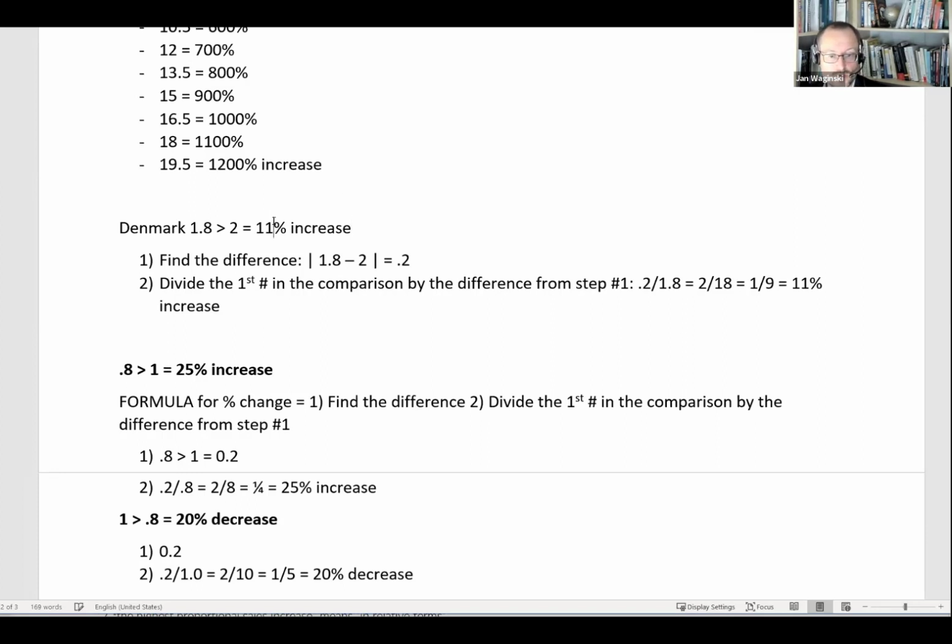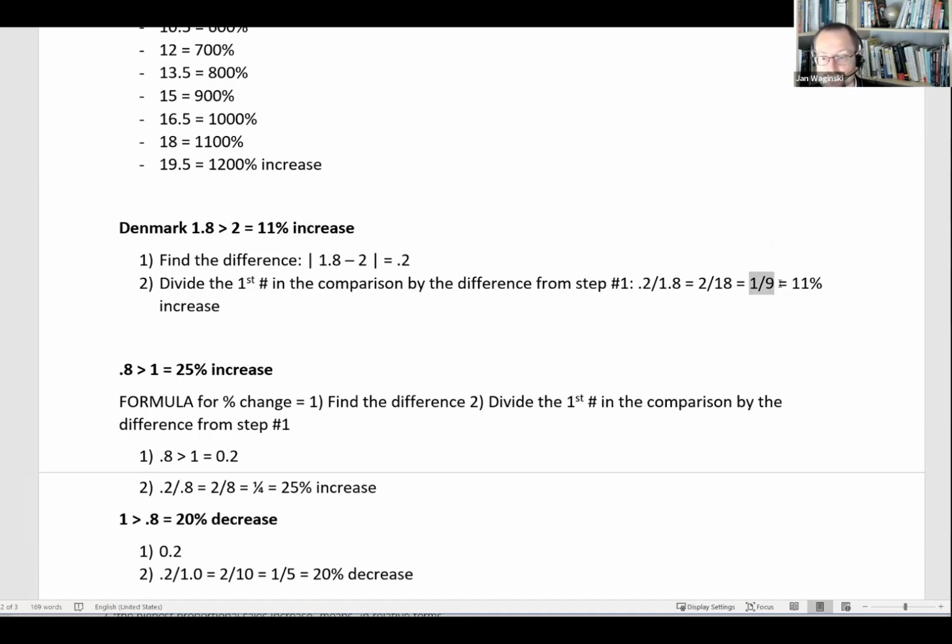Okay, so does this one make sense? I'm not clear with how you got 11%. I'm clear up to 1/9, but I don't know how you came up with 11%. Well, 1/9 is the same as, well, what's a ninth of 100? Because it doesn't matter what we use, the base is 100.